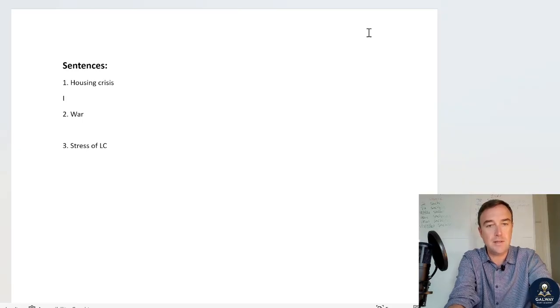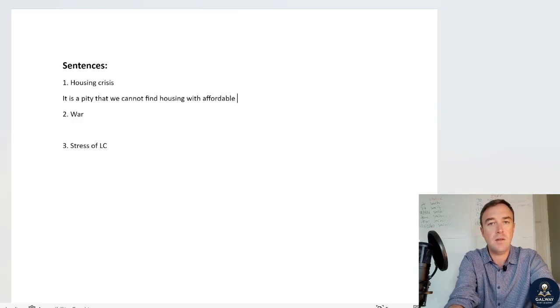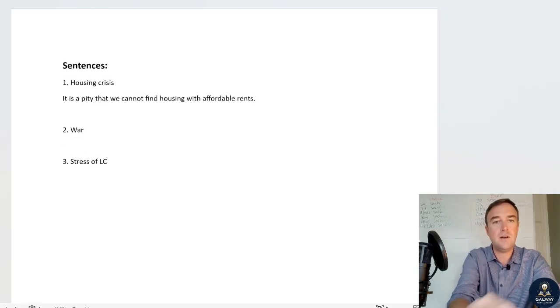Well, it is a pity, isn't it? In Ireland, the housing crisis. So it is a pity that. Now, I want to use the verb pouvoir. It's a pity that we aren't able to find housing. It's a pity that we're not able to find housing. So let's write that in. Pity that we cannot find housing with affordable rents. There we go. That's a nice sentence.